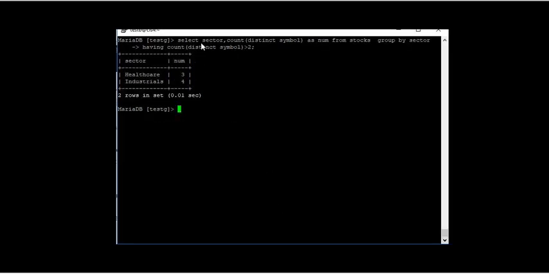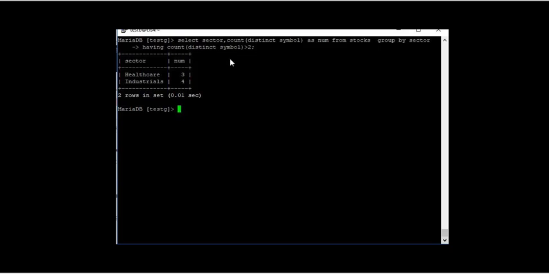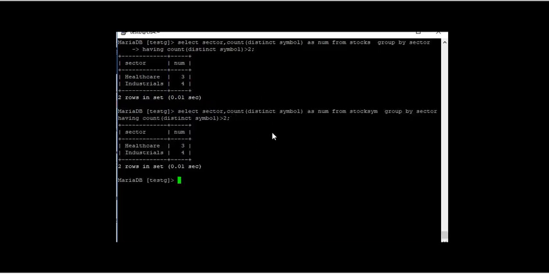Now, let's add another thought to it. Having count distinct symbol greater than 2. Wow. Sector, count of distinct symbol as num from stocks, grouped by sector, but they have to have a count of distinct symbol greater than 2. Only healthcare and industrials are greater than 2. They have 3 or 4 stock symbols in each of those sectors. Fascinating.